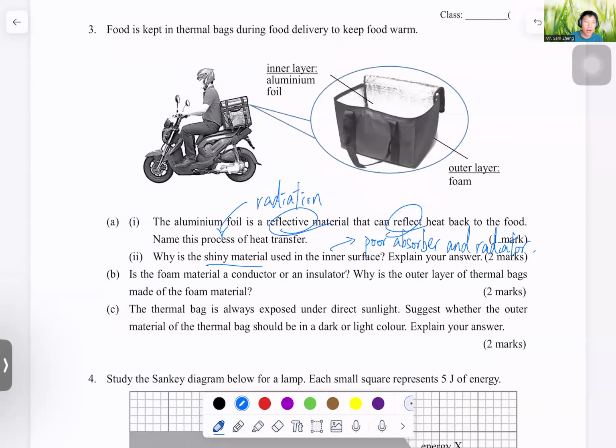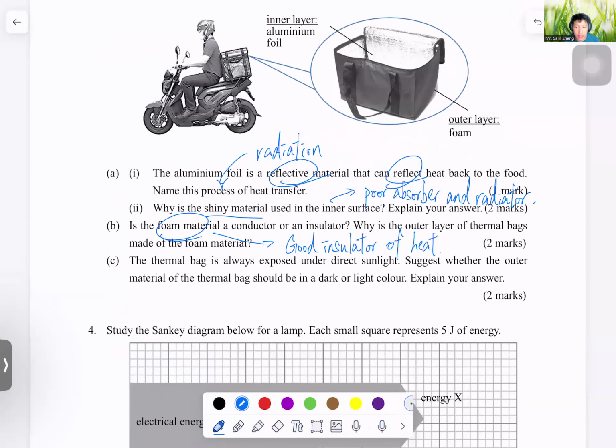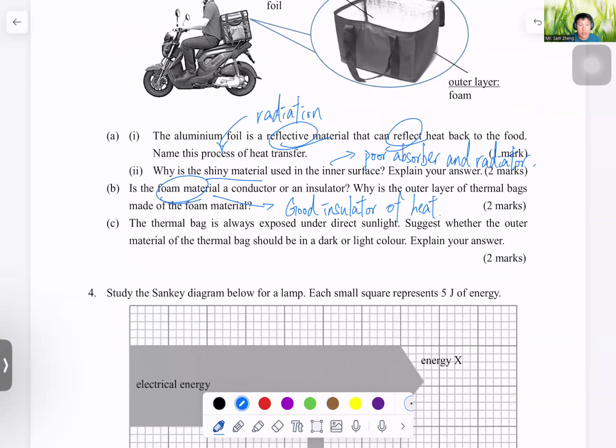And secondly, why will we use the foam material? Foam material, in fact, is some type of plastic. So in fact, we notice that plastic is also a type of good insulator of heat. Therefore, we use it because it is a good insulator of heat. And C, the thermal bag is always exposed to direct sunlight. Suggest whether the outer material of the thermal bag should be in a dark color or a lighter color. Explain your answer.